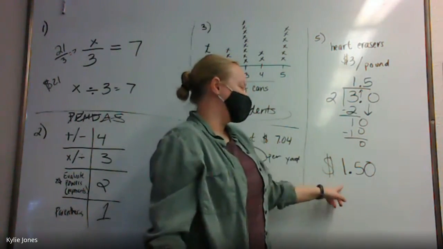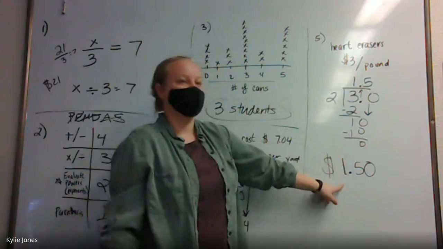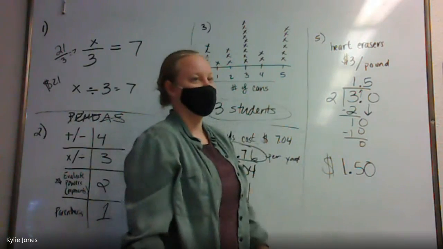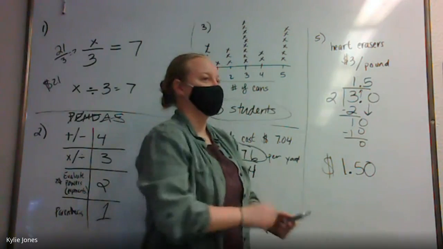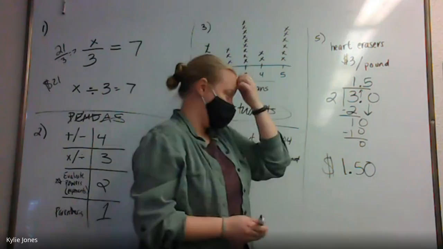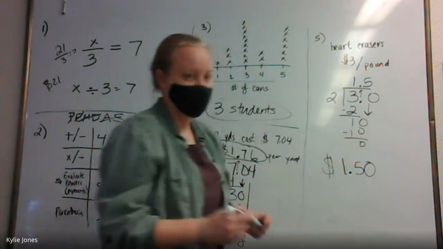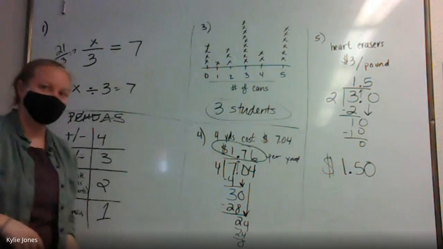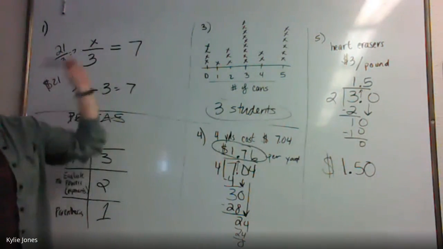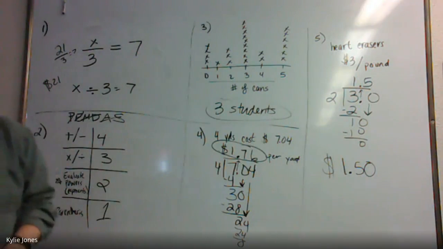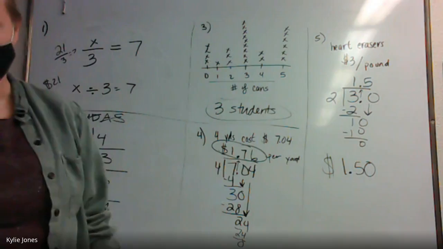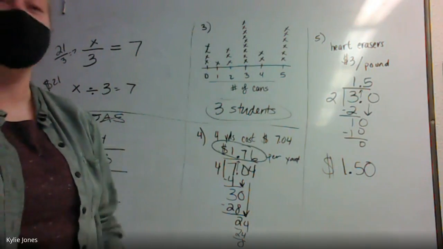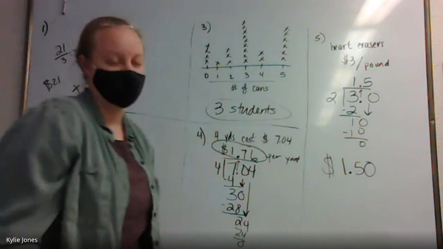So how much is half a pound of heart erasers? $1.50. Yeah, you could just write $1, but yeah. Good. So we're gonna do warm-ups like this every day again to get used to all of the things. Wasn't too hard, was it? Once you get going and you read the questions, they're not super difficult, right?